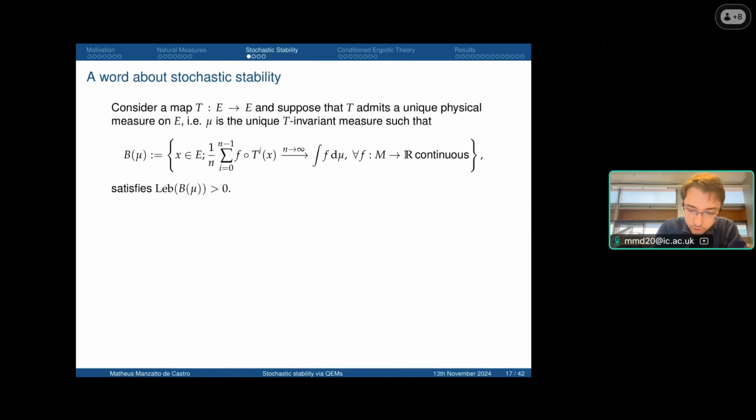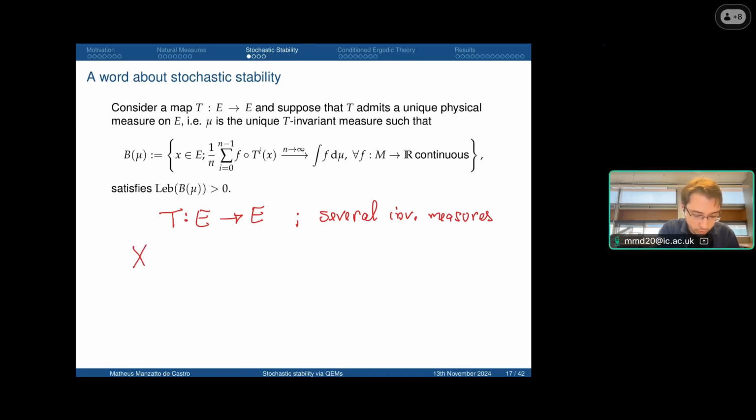So this problem of stochastic stability goes back to Kolmogorov, and the idea is more or less the following. Suppose that you start with some map T that goes from E to E, a dynamical system. In a lot of cases, you have several invariant measures, especially in the case that your T is hyperbolic, for instance. And then the question of Kolmogorov is which is the most interesting one, right? And the method that Kolmogorov proposed is more or less the following.